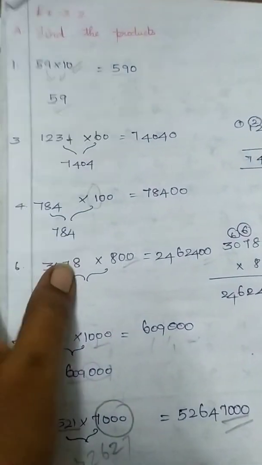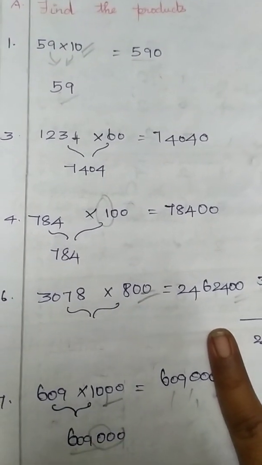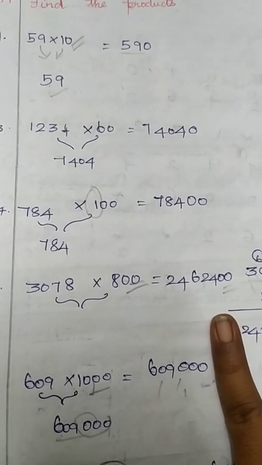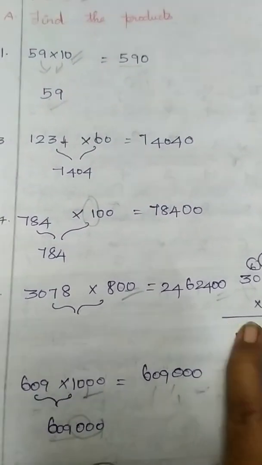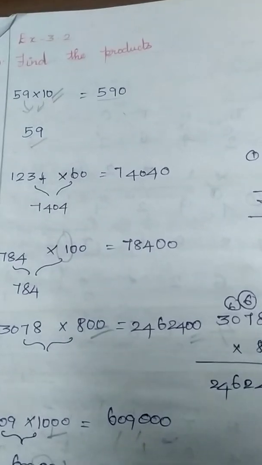Then multiplication. Find the product. 59 into 10. How will you multiply now? First, you have to leave the 0 and multiply with 1. 59 into 1 is 59. Then you are going to include the 0. Similarly for 100.